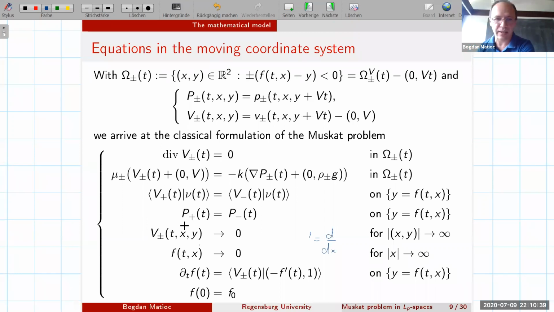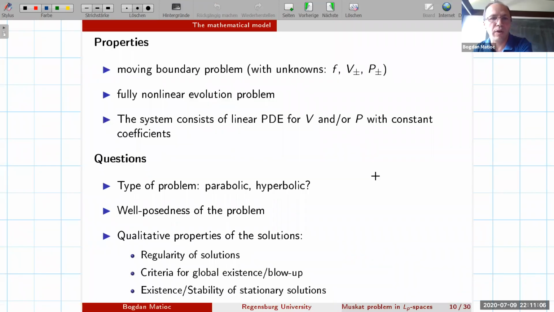However, the evolution equation is not linear. But because the function f is also an unknown in the problem, and the equations are defined in domains depending on f, this problem is in fact nonlinear, and we will treat it when solving it as a fully nonlinear problem. So we deal with a moving boundary problem with unknowns f, capital V, and capital P, but as you will see, f is the main unknown. We will treat this problem as a fully nonlinear evolution problem for actually only f.